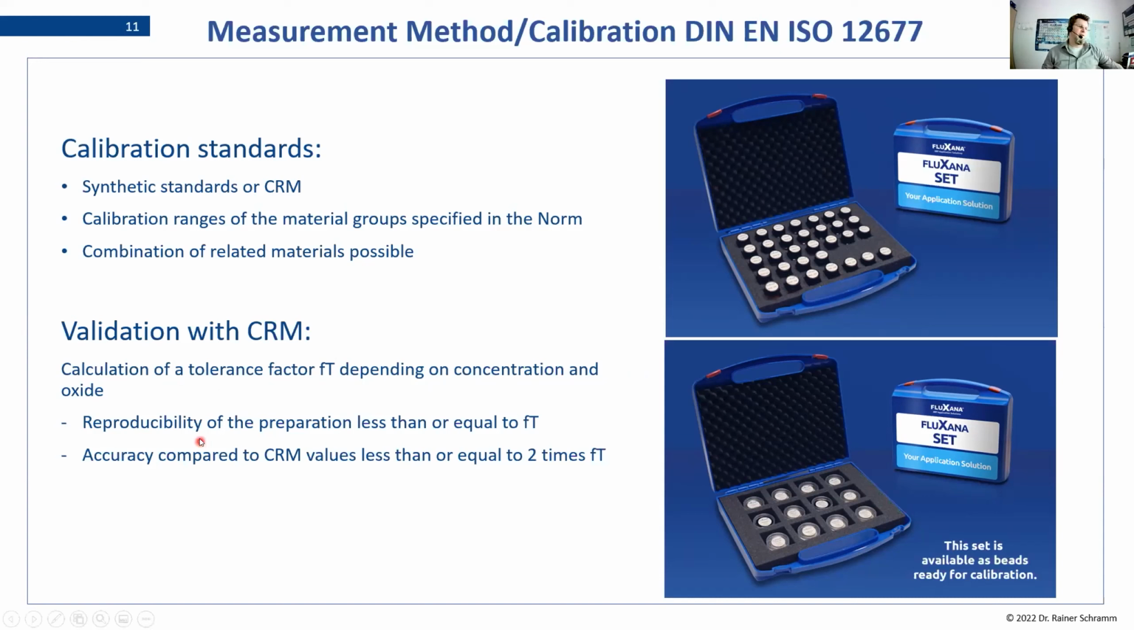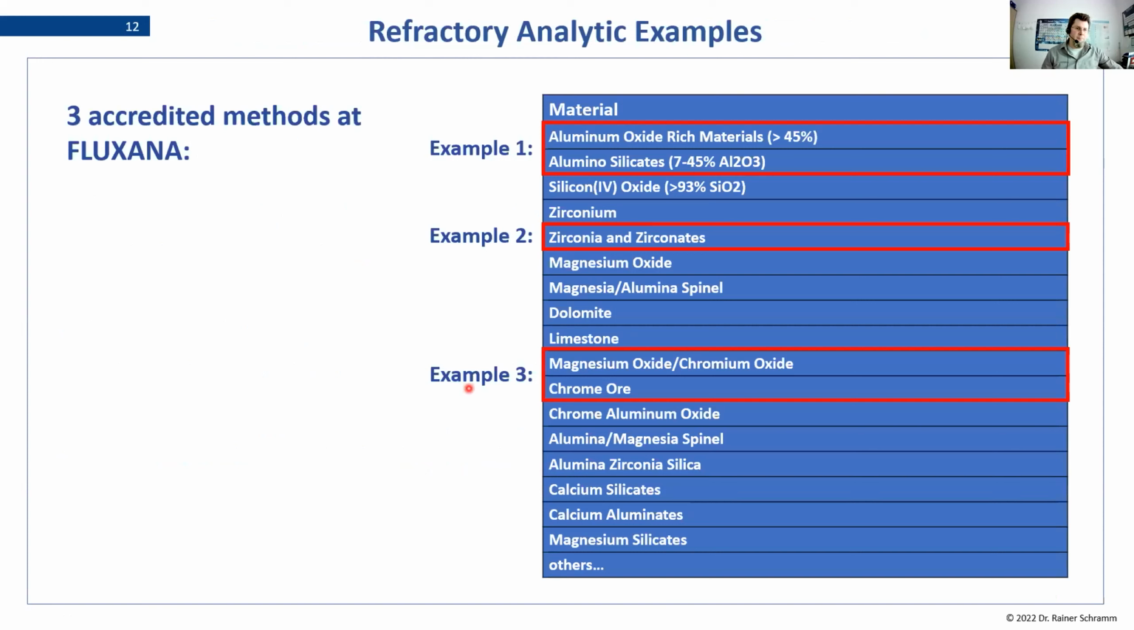And then the target should always be that the reproducibility, sorry, should always be equal to the tolerance factor, and the accuracy, so the analysis between two labs, should always be equal to or less than 2 times the tolerance factor. So we already spent enough time on the theory, so let's have a look a bit at the details.